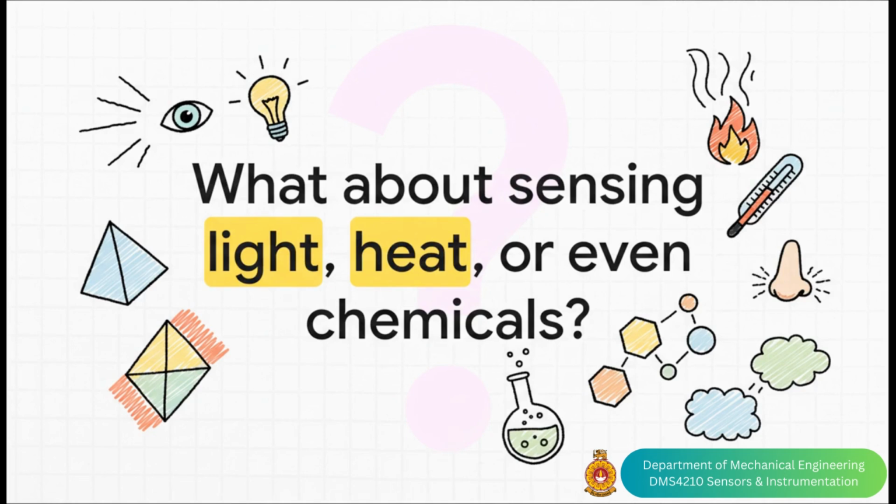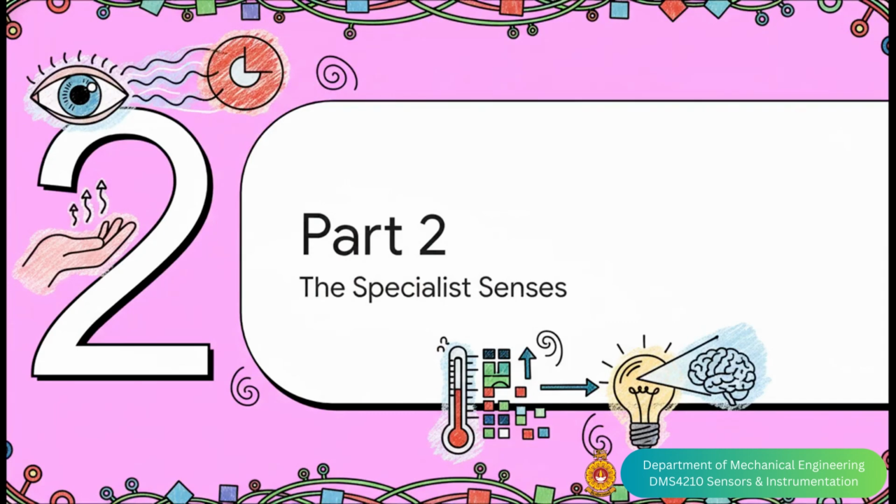But the world is so much more complex than that, right? What about all the other senses? How does technology see light, or feel heat, or even detect the presence of different chemicals in the air? Well, that brings us right to part two, the specialist senses.